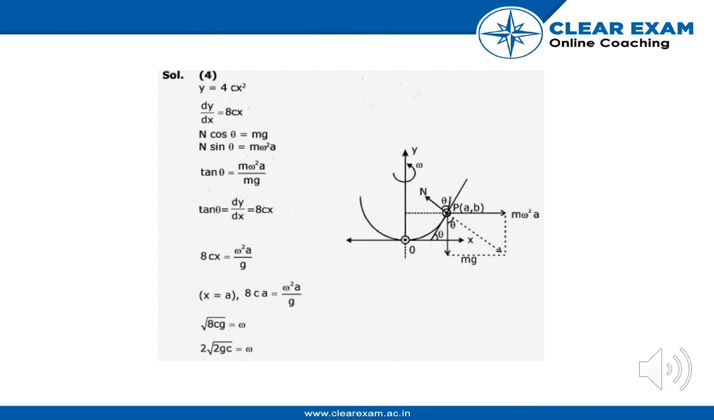So 8cx = omega² a upon g, and x = a. We have 8ca = omega² a upon g. So under root of 8cg = omega. Therefore, 2 into under root of 2gc, we have omega. So this will be our answer.